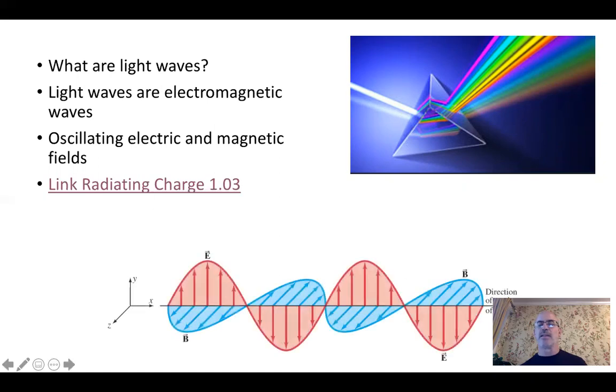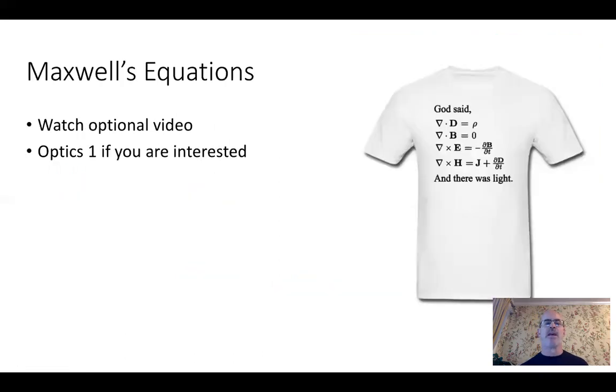So you see here, an oscillating electric field produces an oscillating magnetic field, and it radiates outward. That field actually radiates outward at the speed of light, which makes sense because that's what light is. These are Maxwell's equations here. As I mentioned, there's an optional video you can watch if you're interested in learning more about that.